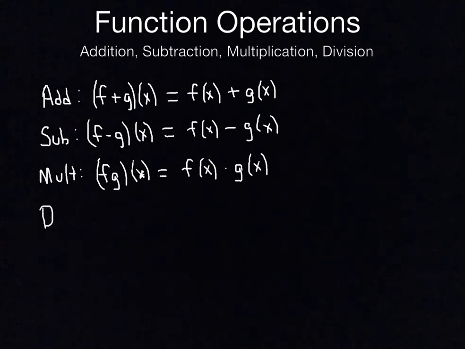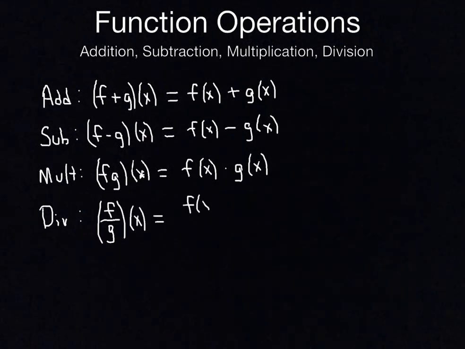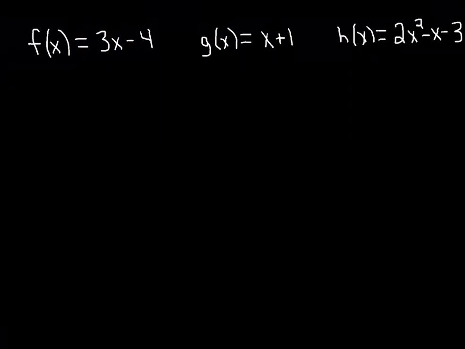And my fourth one here, my division one, if I have f over g of x, it's just going to be f of x over g of x. So these four operations are pretty easy to figure out. Now, let's take a look at some examples and how these play out.